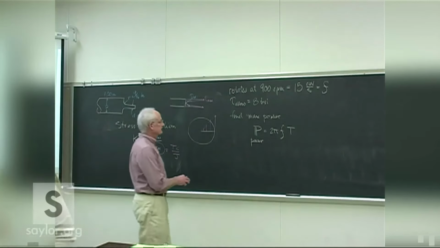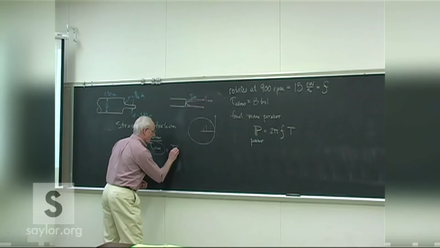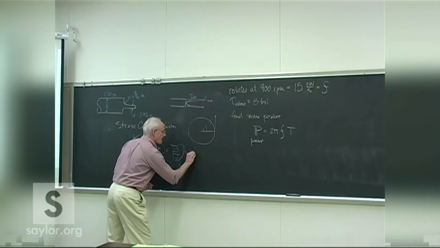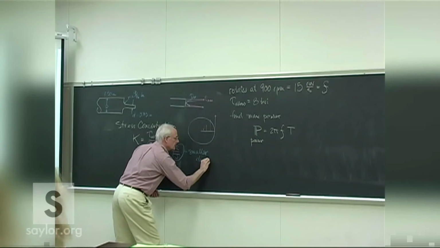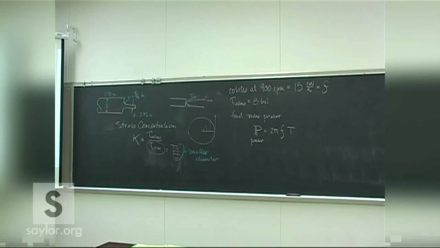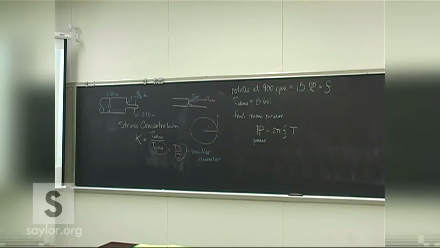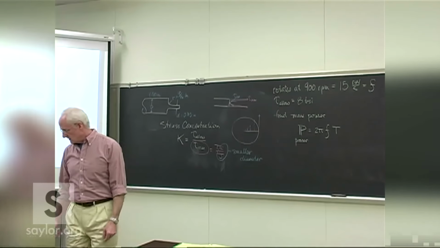Remember, this is all calculated on the smaller diameter, because that's the part that's under the greatest stress. So the torsional load is the same in the two, and the stress is going to be a lot greater. And we need to calculate what effect the radius has on it.